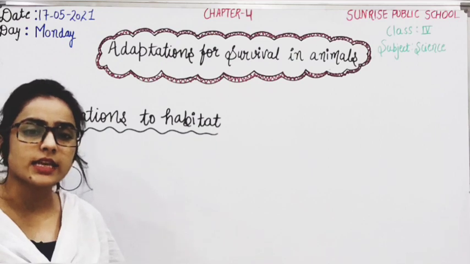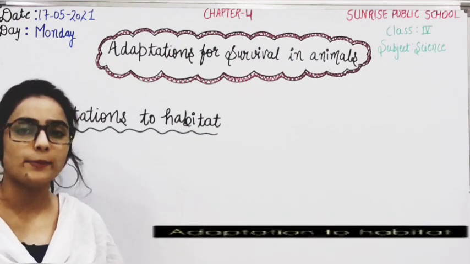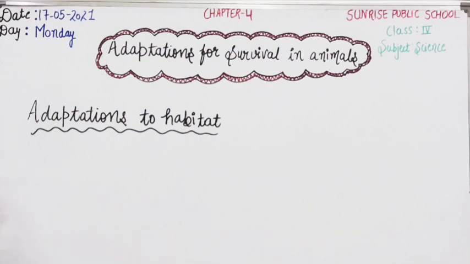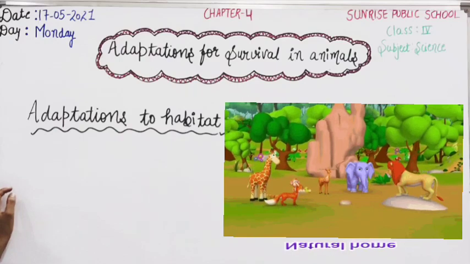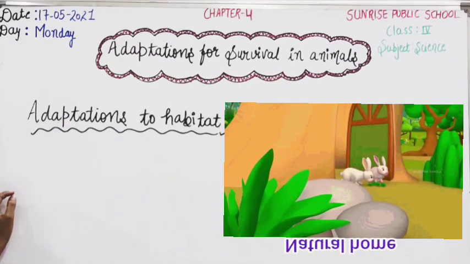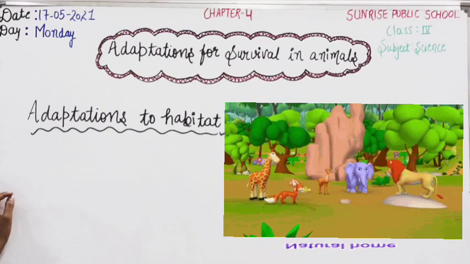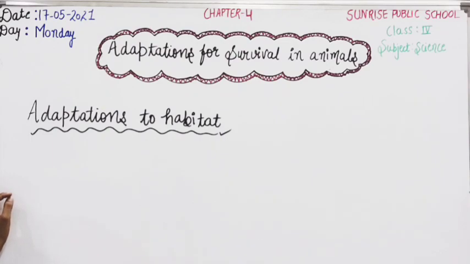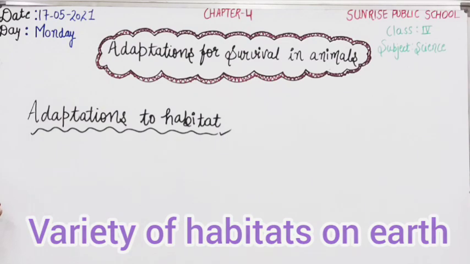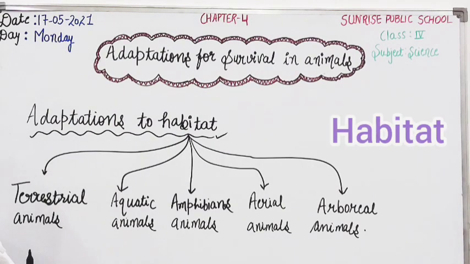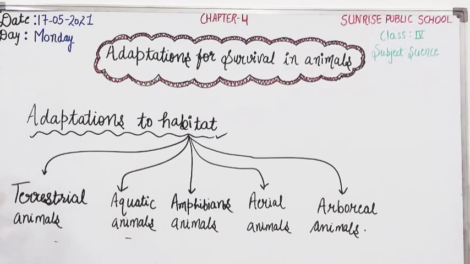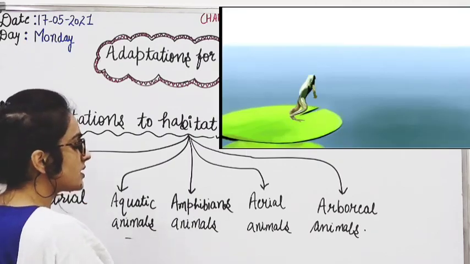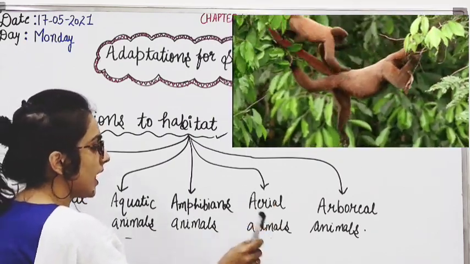Secondly, let's discuss adaptation to habitats. Habitat is the natural home of an organism or an animal. It provides food, water and shelter which an animal needs to survive. There is a variety of habitats on the earth, and on the basis of habitat, animals can be grouped into 5 categories: terrestrial animals, aquatic animals, amphibian animals, aerial animals and arboreal animals.